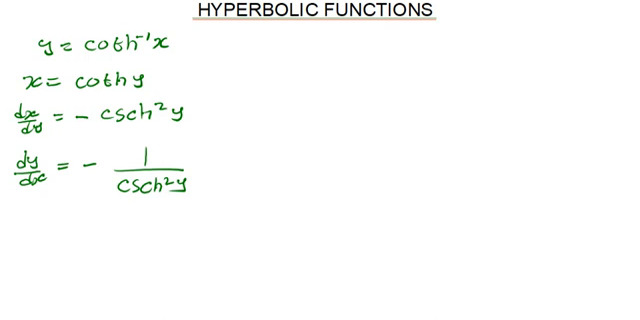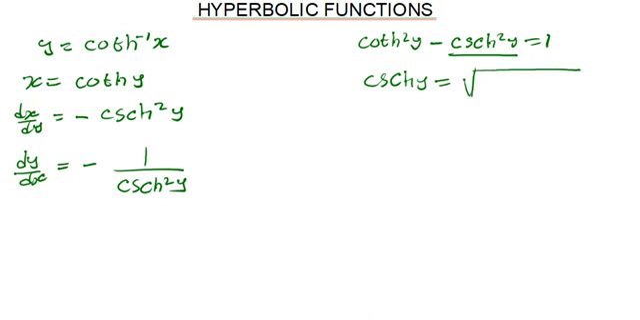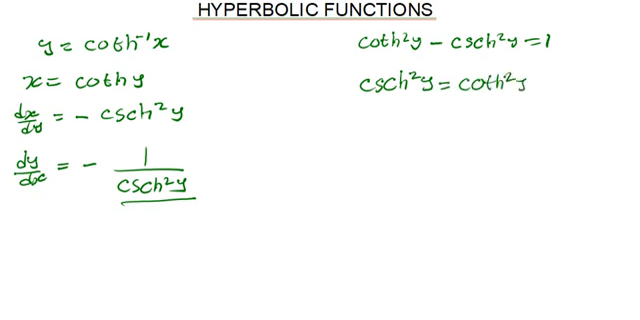So what we want to do is to find out what the hyperbolic cosec squared of y is. We get this from the identities. We are told that hyperbolic cotangent squared of y minus hyperbolic cosecant squared of y is equal to 1. Making this the subject of the formula, hyperbolic cosec squared of y is equal to hyperbolic cotangent squared of y minus 1. We don't need the root there, because the denominator here is in terms of squared.